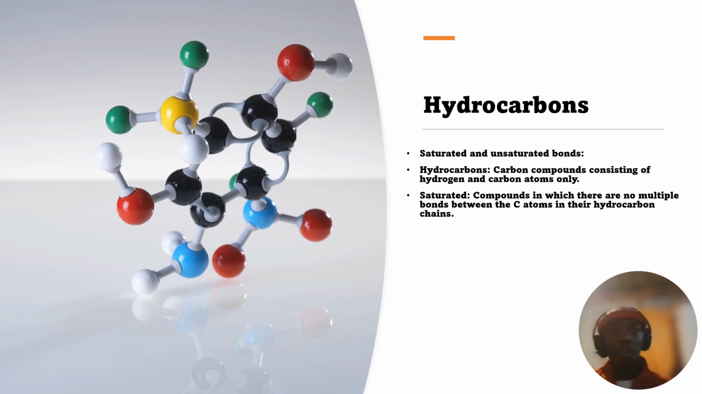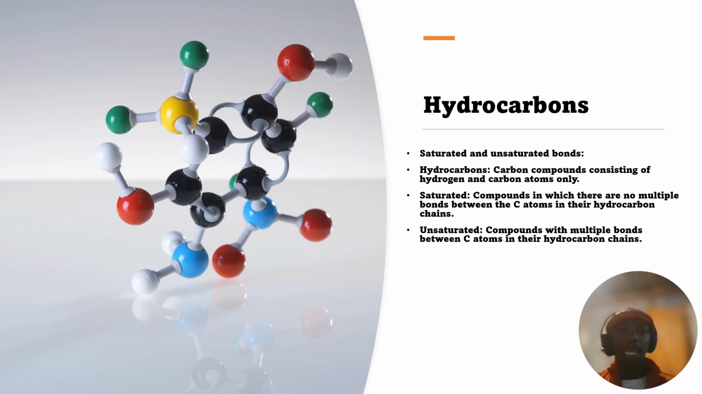It says saturated compounds are compounds in which there are no multiple bonds between the C atoms in their hydrocarbon chain, right? So there aren't any multiple bonds between the carbon atoms. It's only single bonds between the C atoms, right? And then it says unsaturated compounds are compounds with multiple bonds between the C atoms in their hydrocarbons, meaning that between the carbon atoms they are either double bonds or triple bonds. So these compounds are unsaturated, guys.